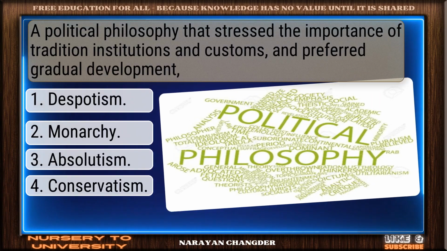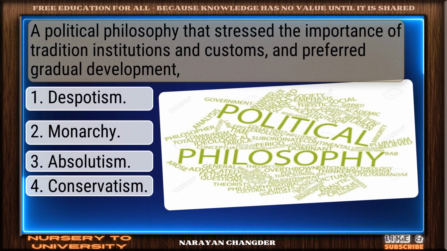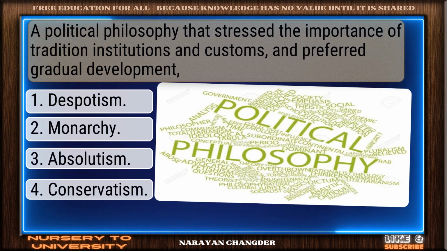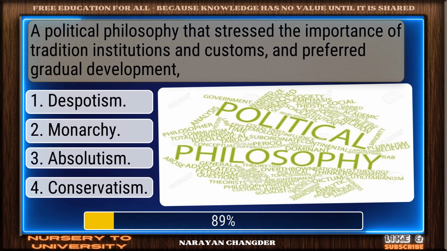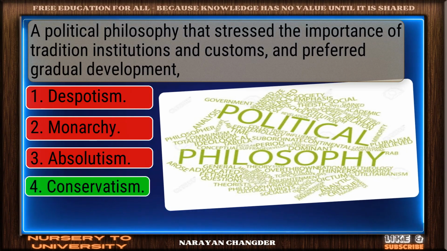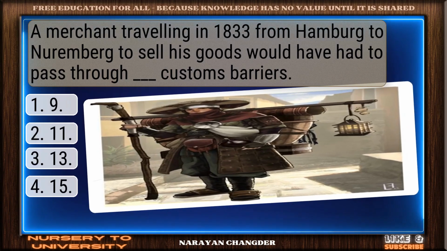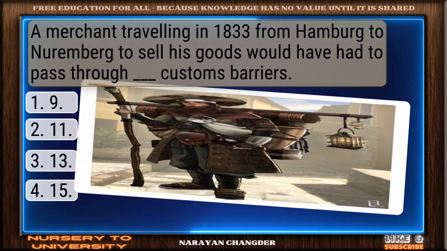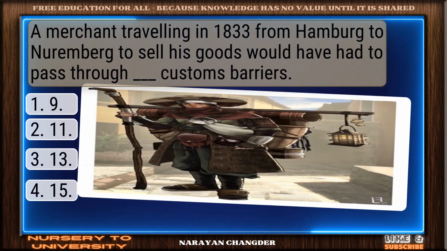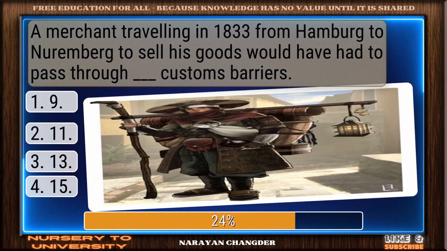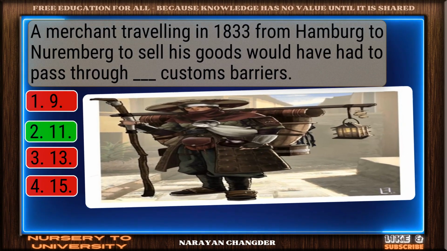A political philosophy that stressed the importance of tradition, institutions and customs and preferred gradual development. Well done. Conservatism is right. A merchant traveling in 1833 from Hamburg to Nuremberg to sell his goods would have had to pass through customs barriers. Bravo. Levin is the answer.